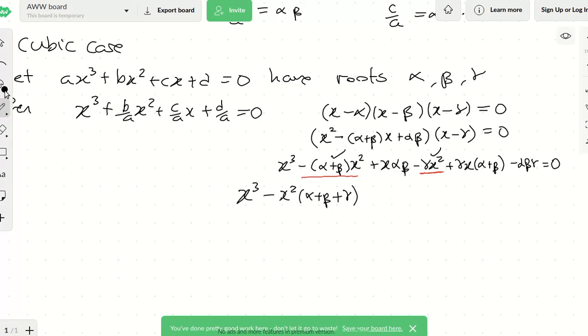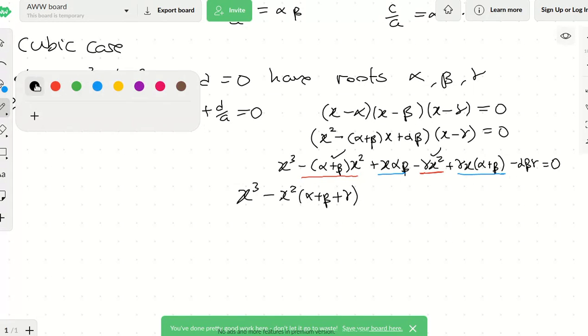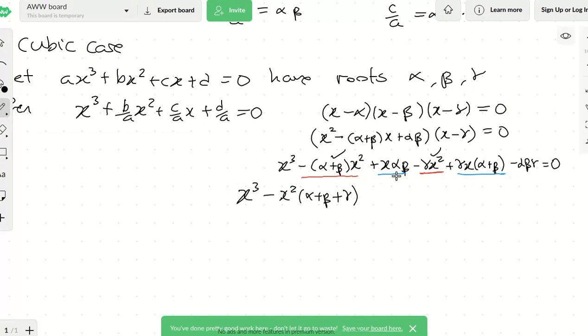And now for the x terms, let's underline those in blue. Here we go. I can put all of those together and say, well, if I've got alpha beta x, I've got alpha gamma x, and I've got beta gamma x, I can put all those together as plus x times alpha beta plus beta gamma plus alpha gamma. And lastly, I've got minus alpha beta gamma. By all means, I fully invite you to multiply it out yourself there.